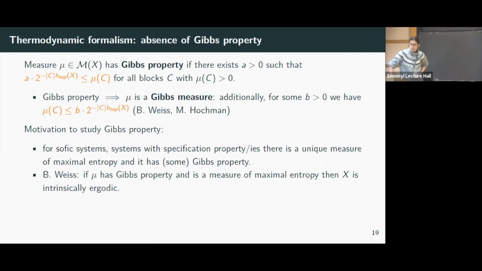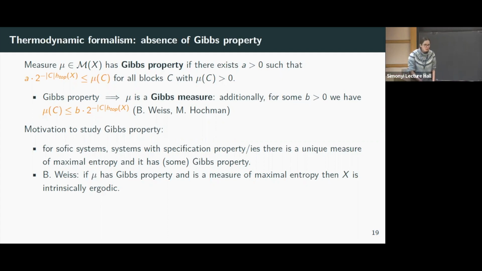So what is the motivation to study this property? First of all, for many natural classes or classical dynamical systems, like sofic systems, systems with some specification properties, there will be a unique measure of maximal entropy, and it will have either this Gibbs property or some modification. So people do different things. There are different variations, but there will be something of this flavor. And another thing is the following result of Bowen-Weiss: if you have a measure of maximal entropy that has Gibbs property, then there is no other measure of the same entropy. So this could be a way to prove intrinsic ergodicity.